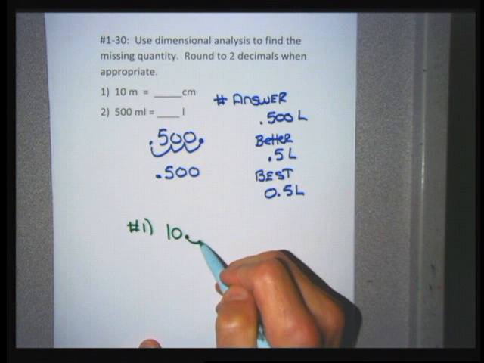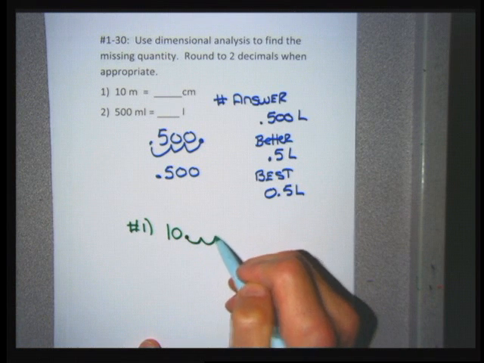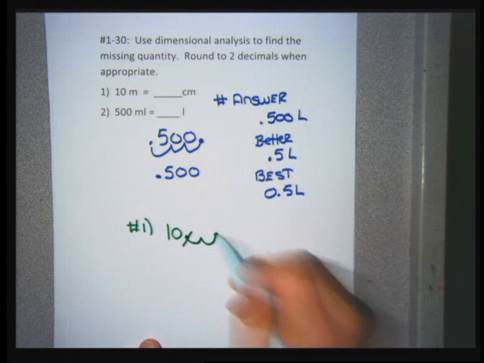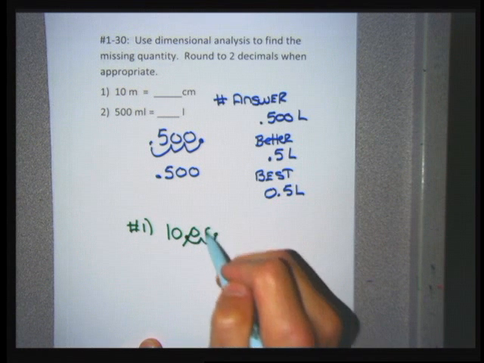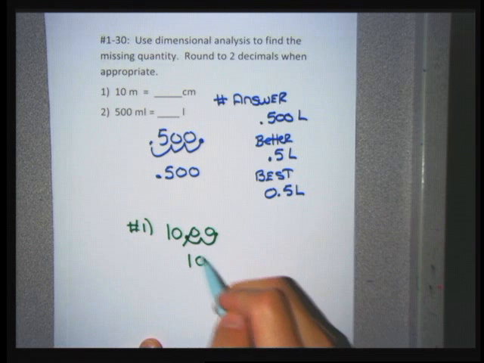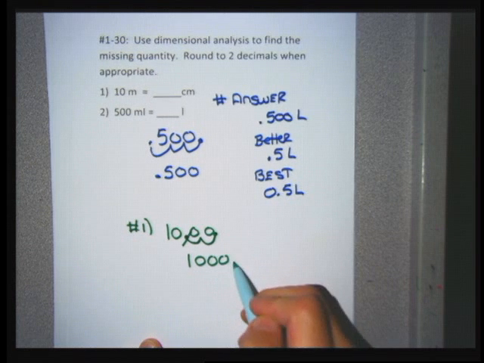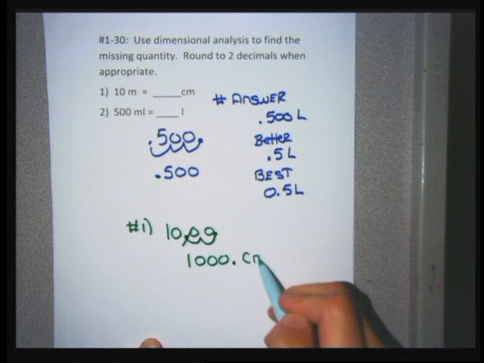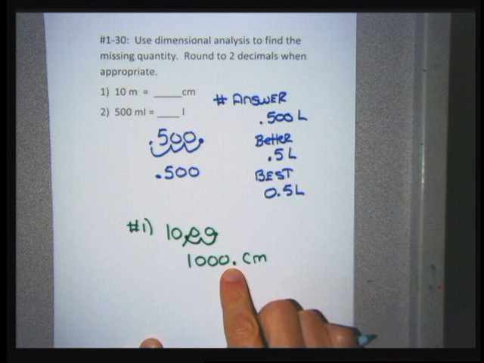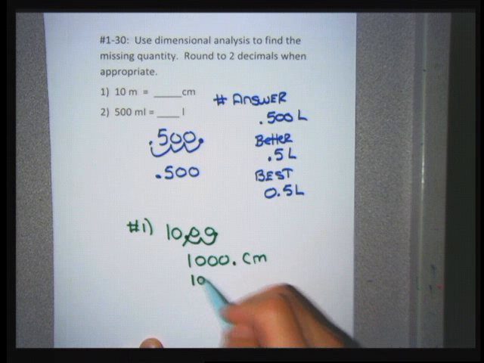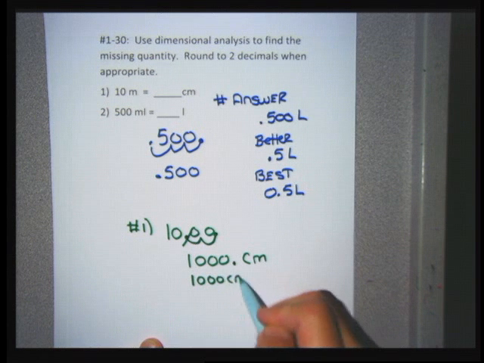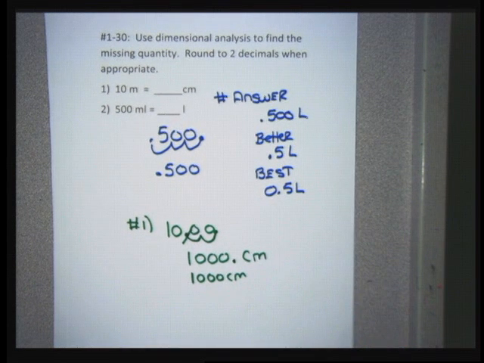So I need to move my decimal 1, 2. The decimal's going to be gone, and anytime I move and there isn't a number in the spot that I need, I fill it up with zeros. So the answer to number 1 is going to be 1,000, and then a decimal, and then my unit centimeters. That decimal, because there's nothing after the decimal, isn't necessary. So the best answer to problem 1 would be 1,000 centimeters.